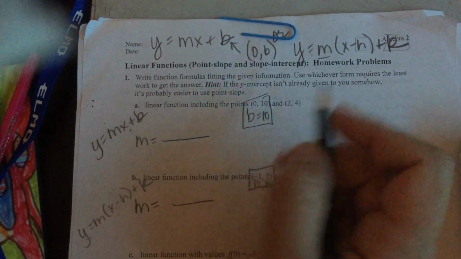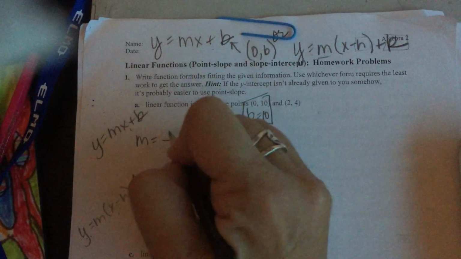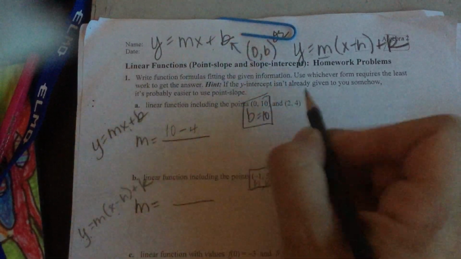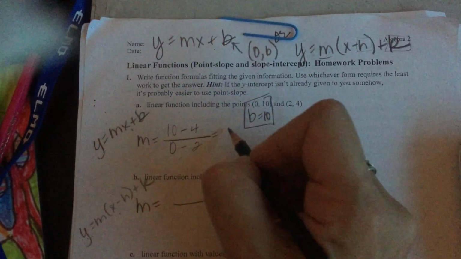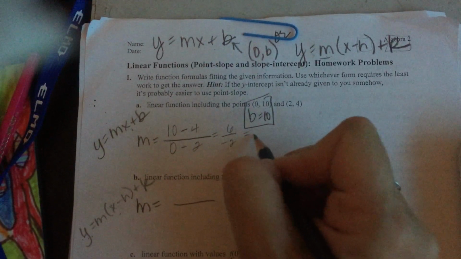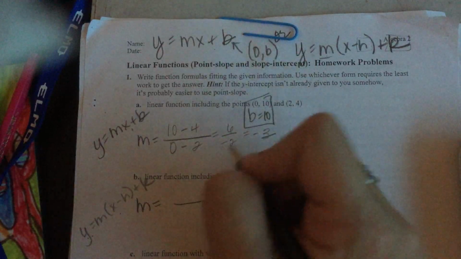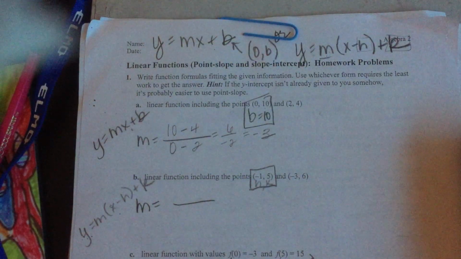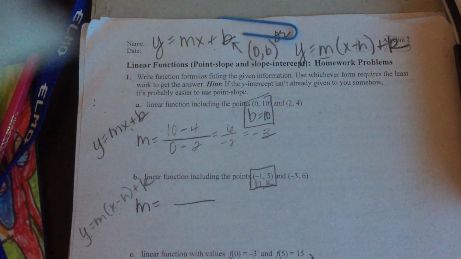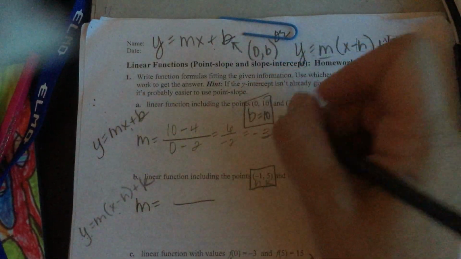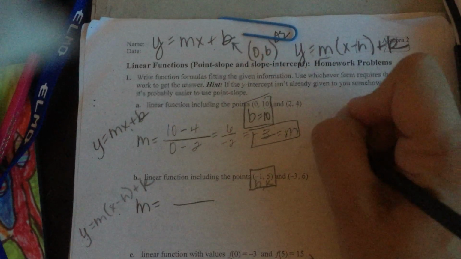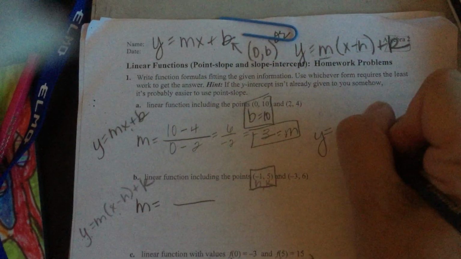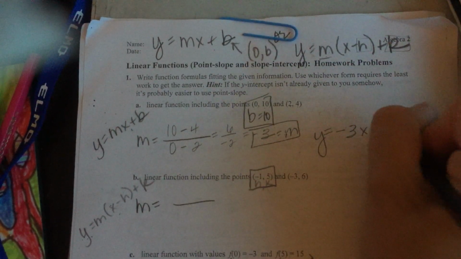In the case of 1a here, I'm going to put the difference in the y values up top, 10 minus 4, and the difference in the x values in the bottom, 0 minus 2. That's going to give me 6 over negative 2, or a slope of negative 3. And as I suggested, use slope-intercept form on this particular problem because they gave us the y-intercept. So we just calculated the m, we knew the b. The equation for 1a is y = -3x + 10.